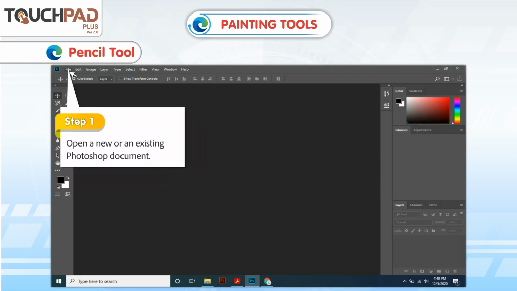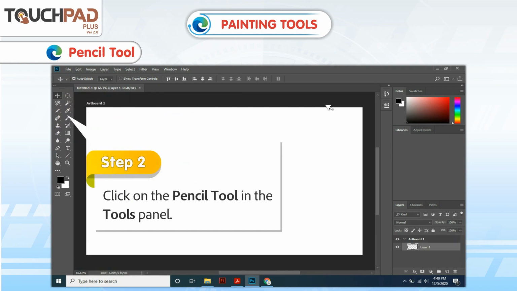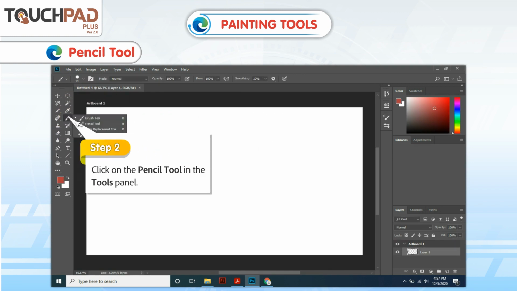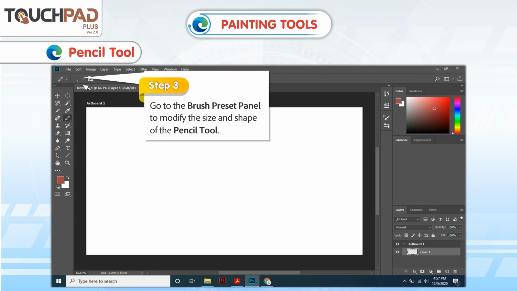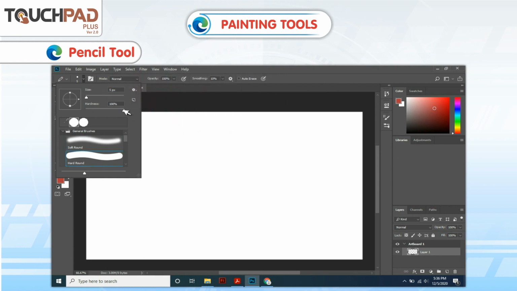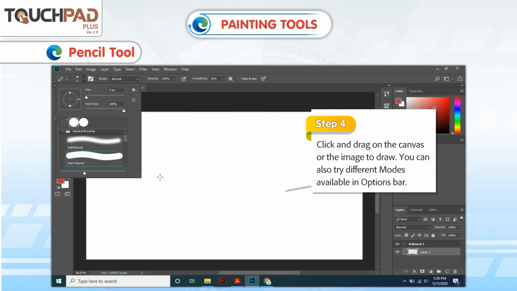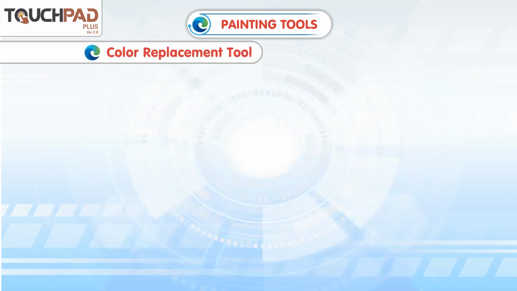Follow the below steps to use the pencil tool. Step 1. Open a new or an existing Photoshop document. Step 2. Click on the pencil tool in the Tools panel. Step 3. Go to the Brush Preset panel to modify the size and shape of the pencil tool. Step 4. Click and drag on the canvas or the image to draw. You can also try different modes available in the options bar.